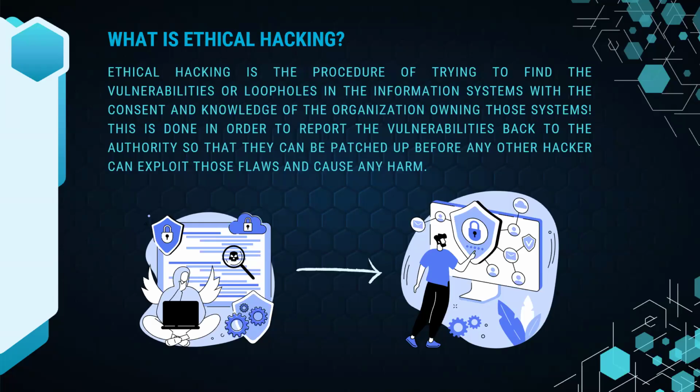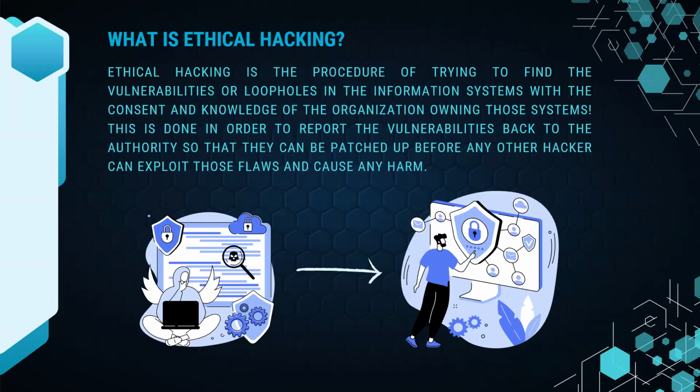So your job in ethical hacking is to find these vulnerabilities or loopholes in the information systems, or the misconfigurations in these devices, which allow hackers to perform hacking in the first place. And once we find these vulnerabilities, we report it back to the company and we also provide the solution so that these vulnerabilities can be patched up and no other hacker can take advantage of them or exploit them and cause any further harm.